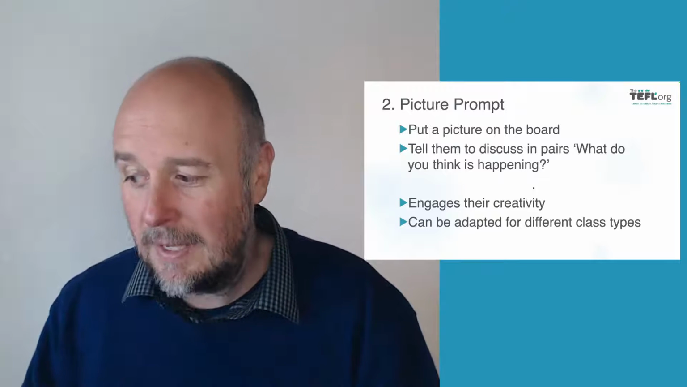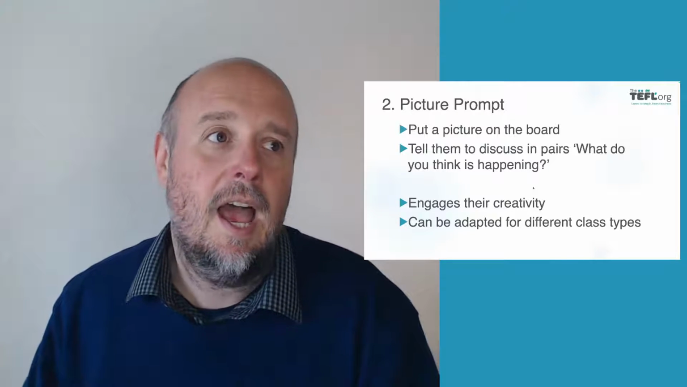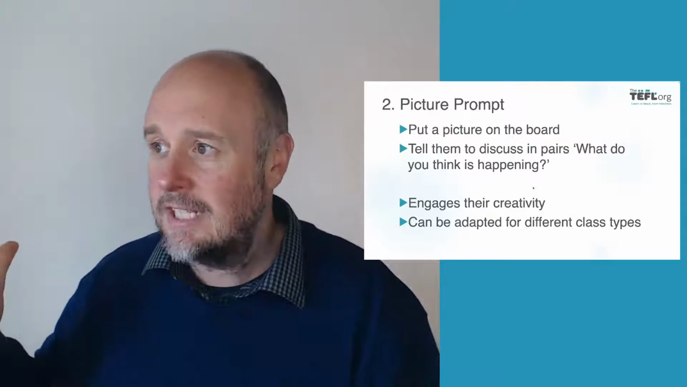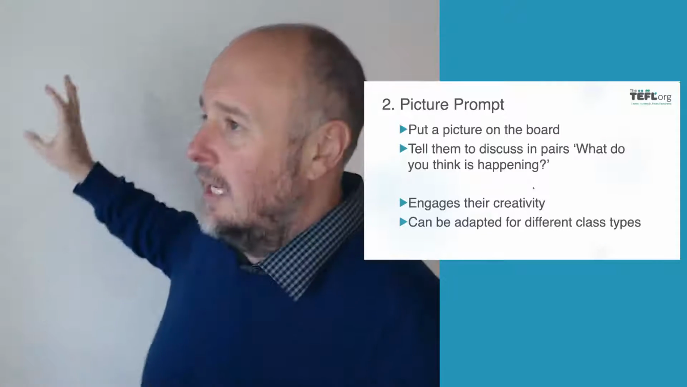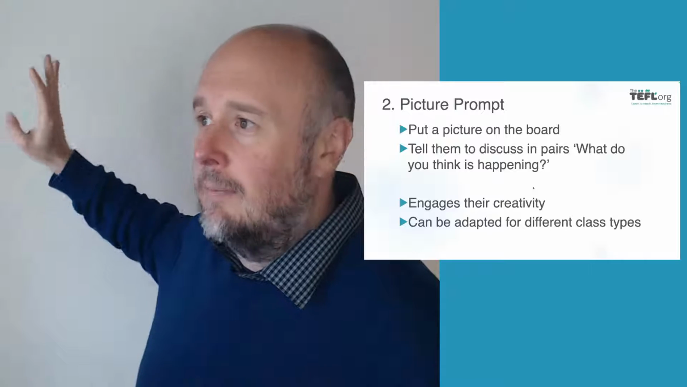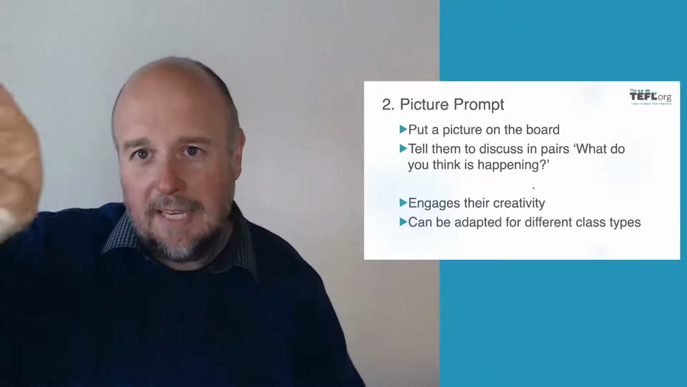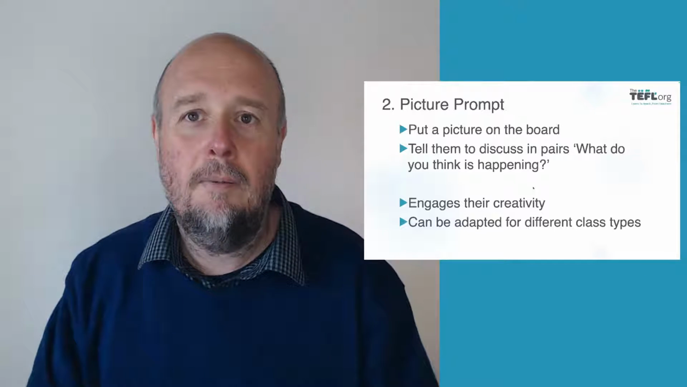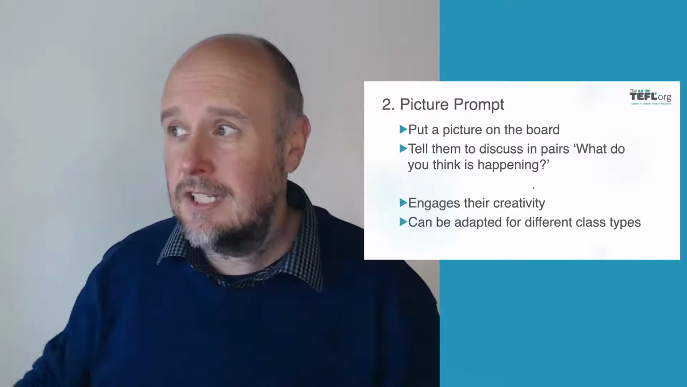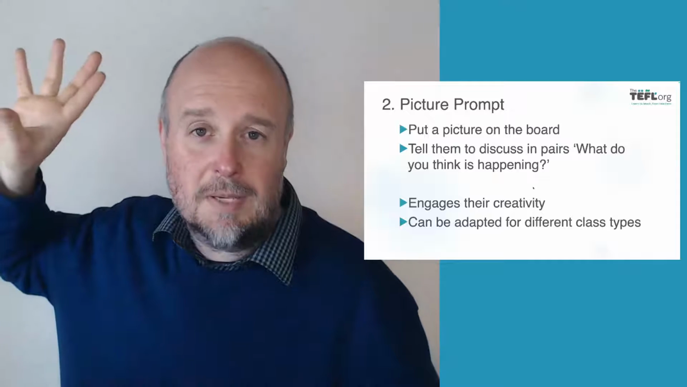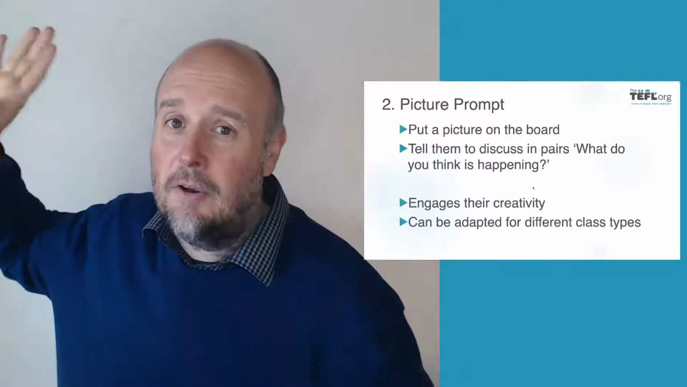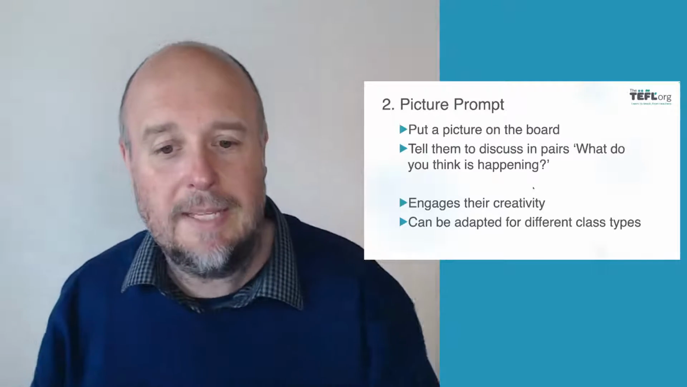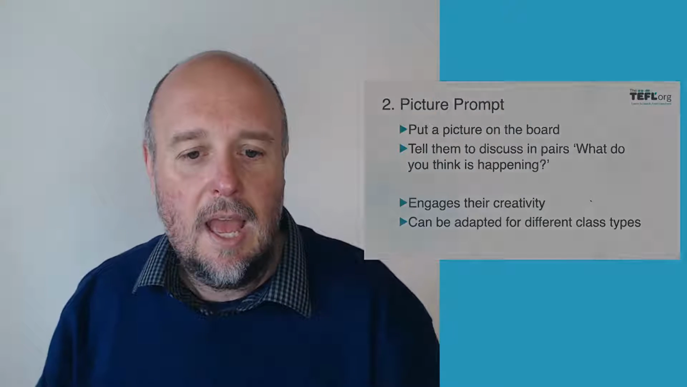Could be adapted for different class types. You're doing a lesson on food with kids. You put lots of different foods up there, like a buffet or something like that. They look, I can see fruit, I can see meat, I can see pasta, whatever it might be. If it's a business English class, you put a picture up of some sort of business setting, an office, something like that. It can really be adapted for different class types.